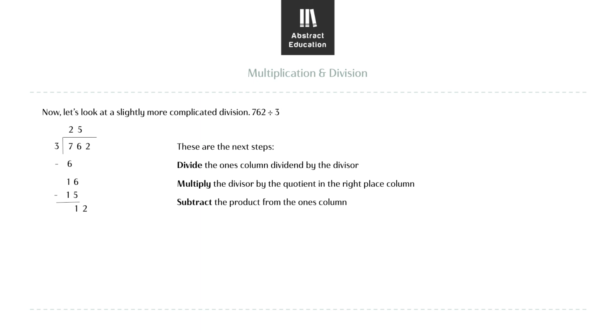Next, bring down the 2, making your latest answer 12. And 12 divided by 3 equals 4. Write your answer at the top. 4 multiplied by 3 equals 12, so write 12 beneath your answer. 12 minus 12 equals 0, so you are left with no remainders. Your answer is 254.